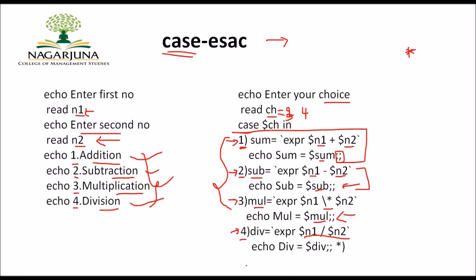Usually it has to be ended with E A. So this should be E A. Yes, sorry, this is E S. Sorry, so this should be E S A C. So once all your choices are finished, your case has to be ended with a last statement called ESAC.